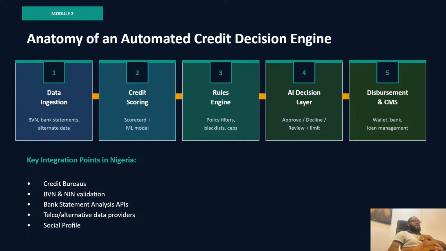Right. Another important thing that in 2026 most smart digital lenders are doing is the telco and the alternative data providers.